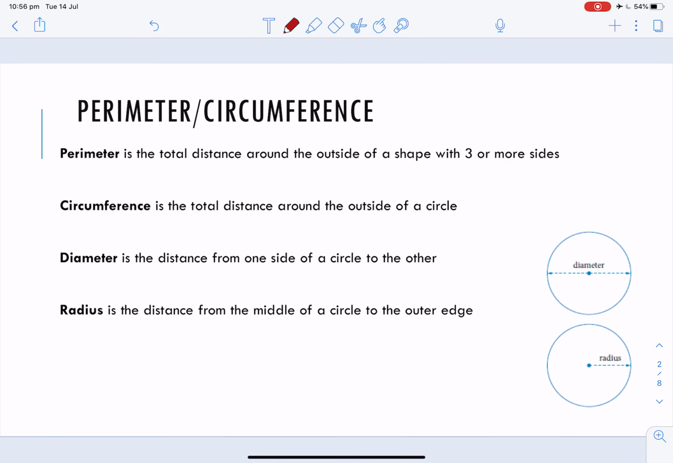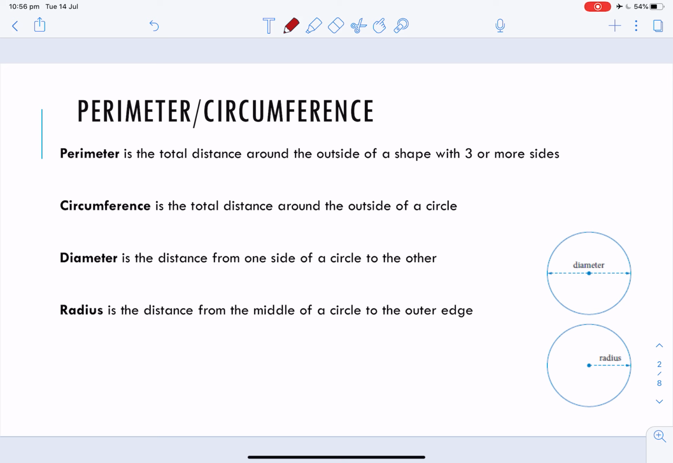So just a refresher on definitions. The perimeter is the total distance around the outside of a shape with 3 or more sides. So it doesn't matter whether it has 3, 7, 15, 28 sides, you add them all up together and you end up with your perimeter. The circumference is the total distance around the outside of a circle. So it's that solid line. When we've drawn a circle, it's pretty much how long is that circle or how long is that line.